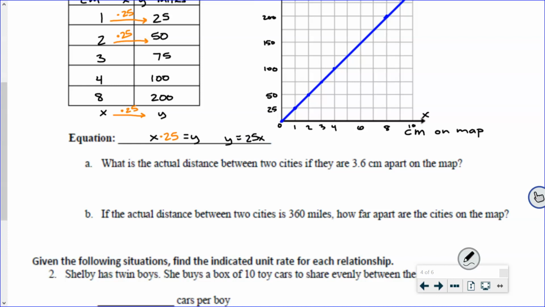What is the actual distance between two cities if they are 3.6 centimeters apart? How would I even answer this question? How do I use the information in our table and our graph to help? Talk with your groups and form a strategy.